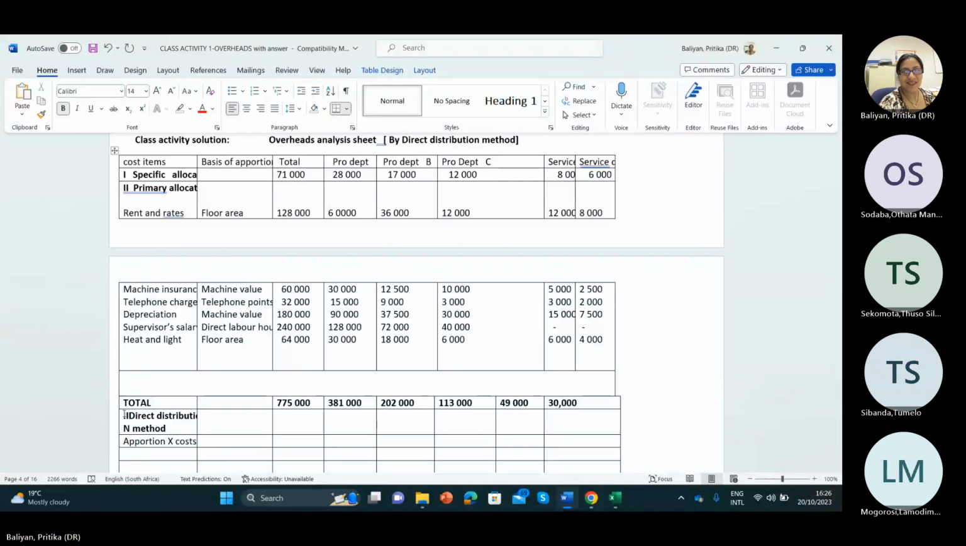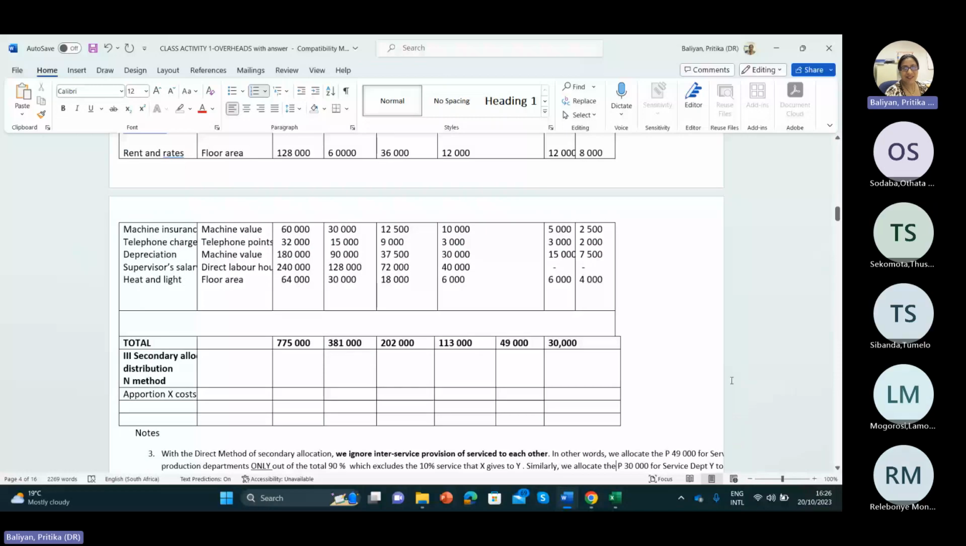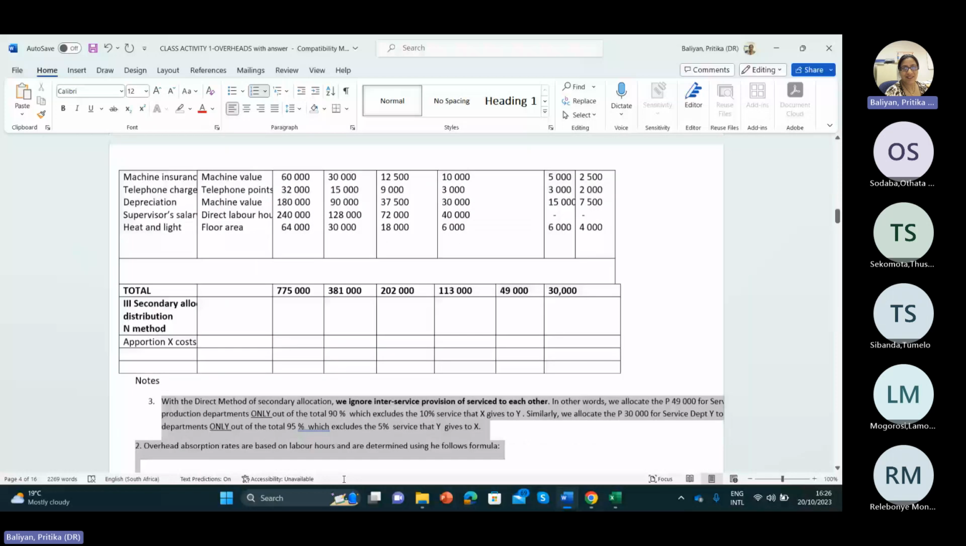It is called secondary allocation, in which we do the reapportionment of the cost. So under secondary allocation, we directly transfer the money from service departments to production departments.